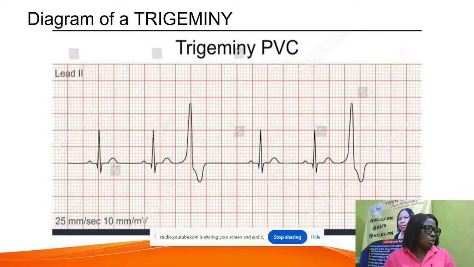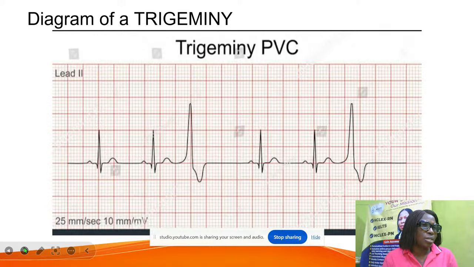Is this it? Do we have any question on this? This is all about trigeminy and bigeminy. What you do first is to assess your patient. Then you might need to assess the lab values. Okay? Assess the patient, assess the lab value. You don't freak out until you have 6 PVCs.